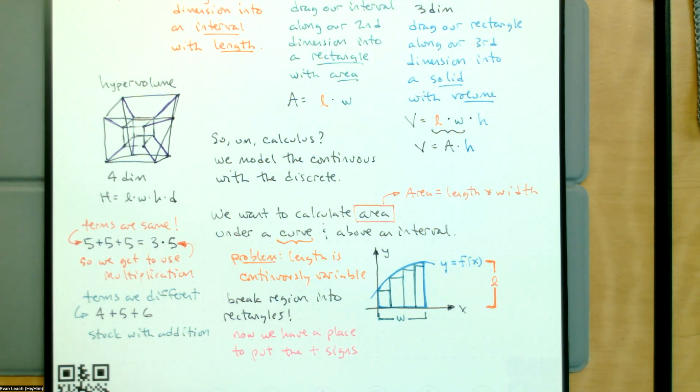In a continuum, there is no next real number, so there's nowhere to put the plus signs. We're modeling this continuous change with some discrete change. So I'm going to use this value for a little while, then I'll switch and use this value for a little while, then I'll switch and use this value for a little while. And then how do we improve this approximation?